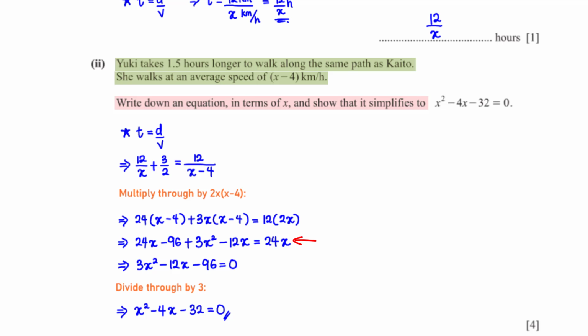When we move all the terms to one side of the equation and group like terms, this is what we have. When we divide through the equation by 3, we are left with x squared minus 4x minus 32 equals 0.